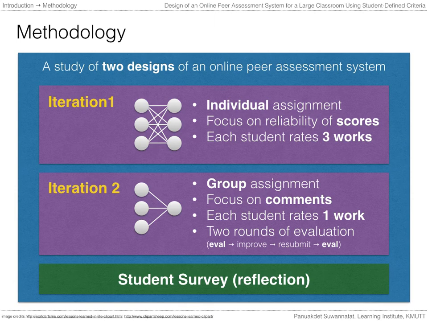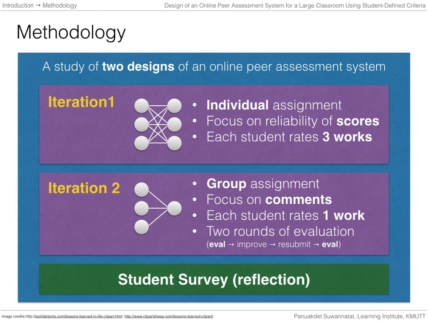After the first iteration, we learn some lessons, and we adjust the design of our methodology a little bit so that it becomes a group assignment, and we focus more on the comments, the quality and the quantity of comments, rather than the reliability of the scores from the friends. And each student now rates or evaluates only one other student's work. That means he or she can give more time to write more helpful comments. And this is the most important distinction.